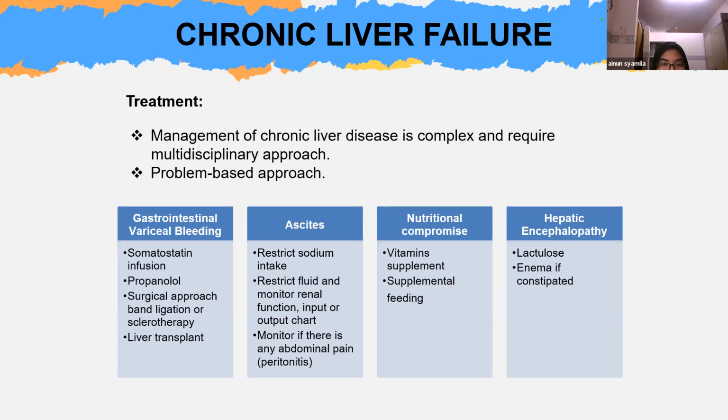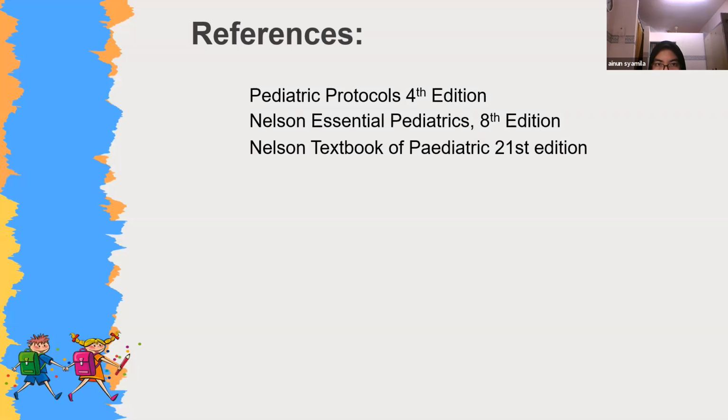If the patient presented with ascites, we can restrict sodium and also fluid intake, and we can also give vitamin supplements, because as we know, when there is liver failure, the fat soluble vitamins such as vitamin A, D, E, and K deteriorate, so we can give the vitamin supplement. And the last, if the patient presented with hepatic encephalopathy, we can give lactulose or enema if the patient is constipated. Okay. I think that's all from me.